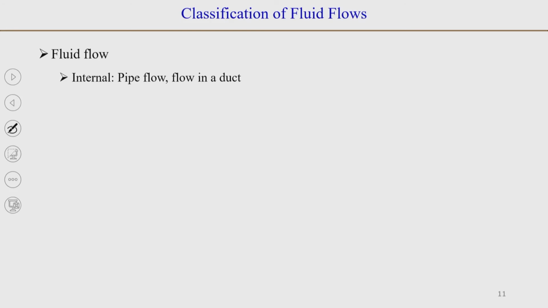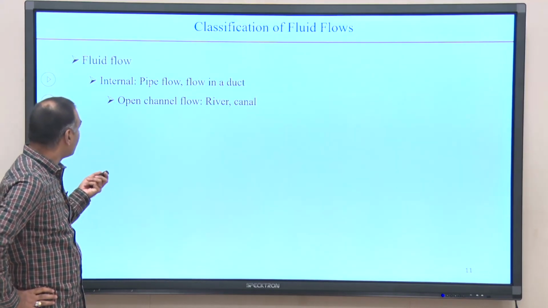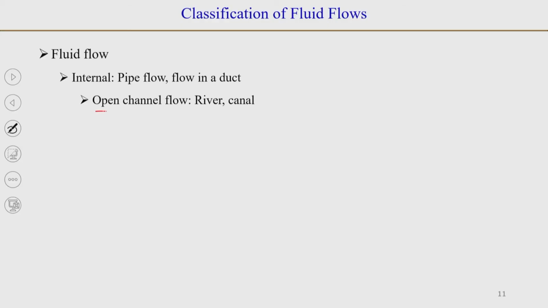The next classification, we will just look at what is called internal flow. Internal flow is basically flow in closed conduits, closed channels, closed pipes, and that is what we will look at in this course quite often. There is another class which we can call open channel flow. When we talk about rivers and canals which are flowing in a channel that is open at the top, these are called open channel flows. And then external flow: flow over a sphere, flow around an aeroplane, they are all external flows.